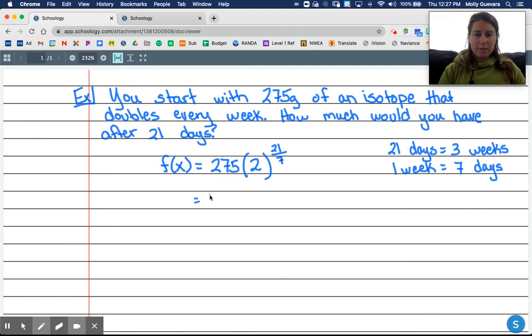And 21 over 7 reduces, so I have 275 times 2 to the third. 2 to the third is 8. 275 times 8 is 2,200. So you will have about 2,200 grams.